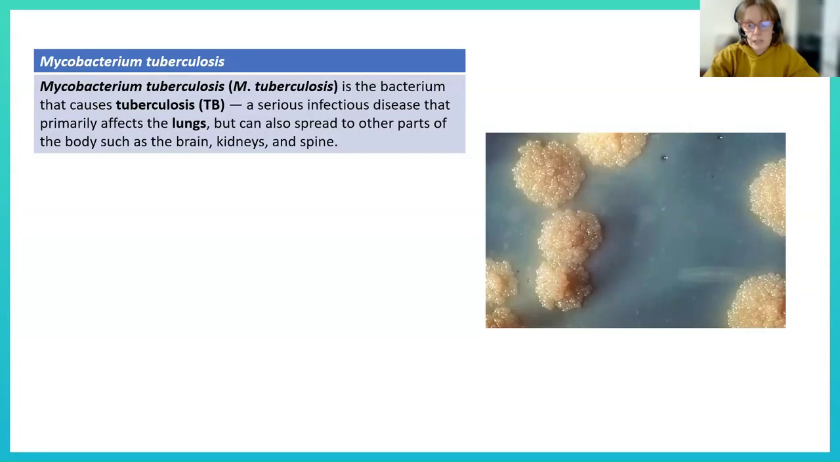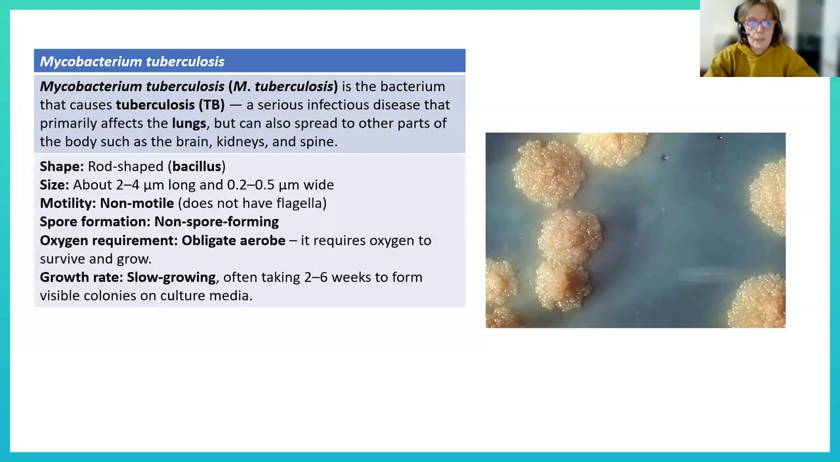It's a very serious infectious disease and it primarily affects the lung, but it affects the bones as well. It can get into the brain, it can get into the kidneys, it can get into the bones, like the spine. So an important thing about this is that it requires oxygen to grow and survive. It's quite hard to grow on a plate in the lab. So it's slow growing, 2 to 6 weeks to form visible colonies on culture media.